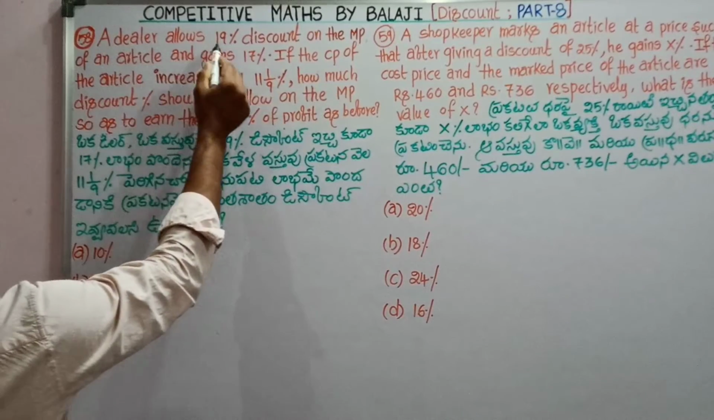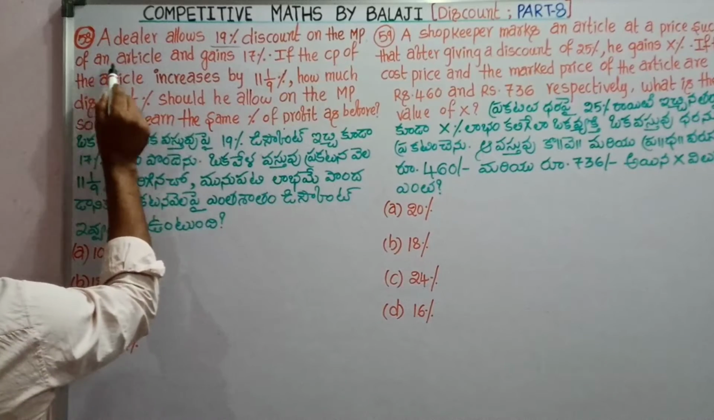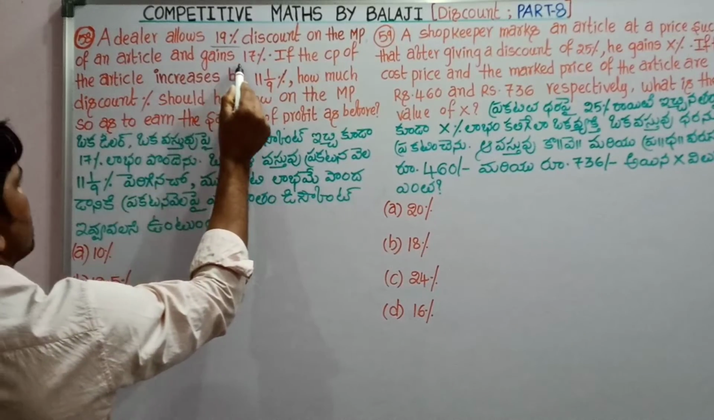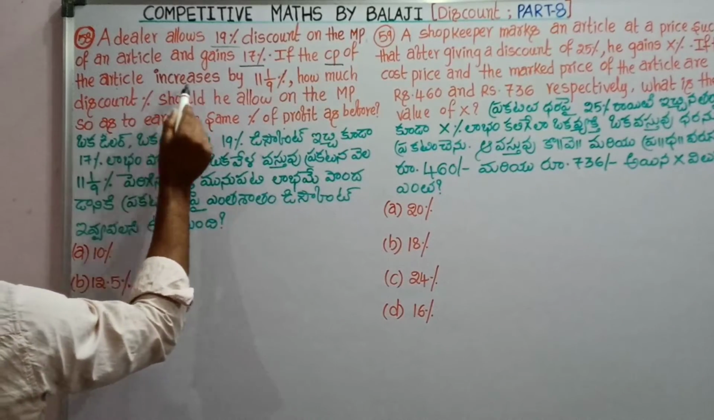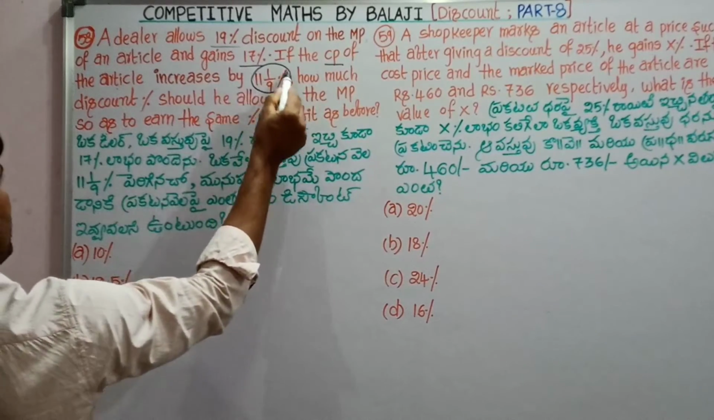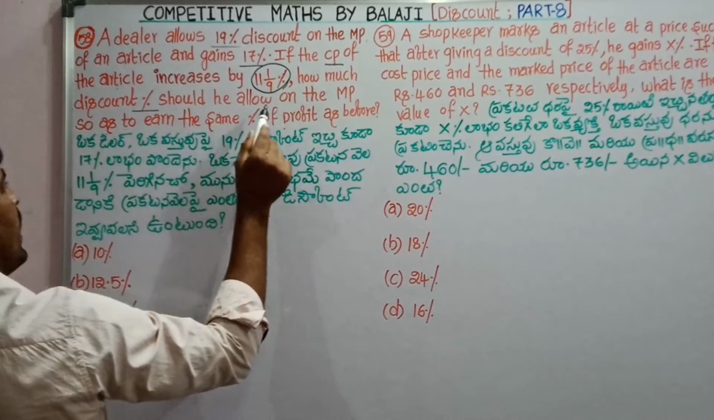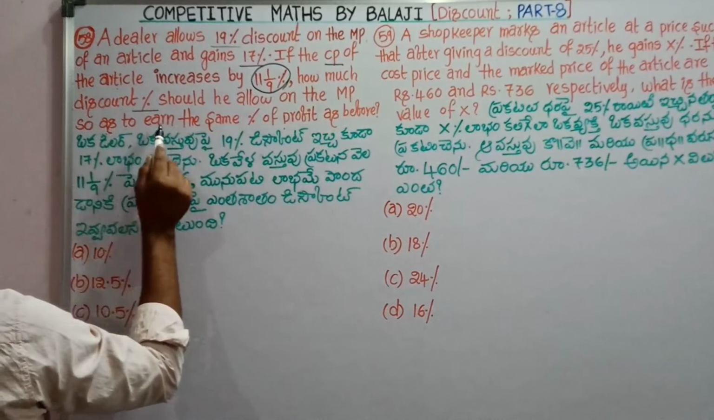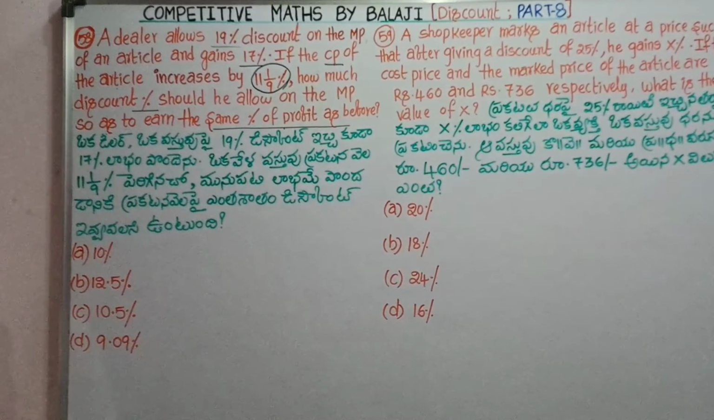A dealer allows 19% discount on the market price of an article and gains 17%. If the CP of the article increases by 11 whole 1 by 9%, how much discount percent should he allow on the market price so as to earn the same percentage of profit as before?